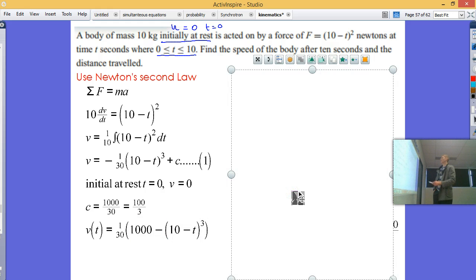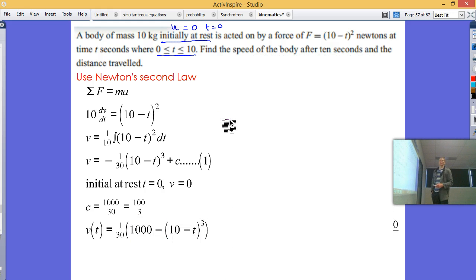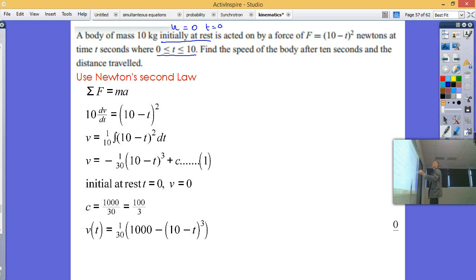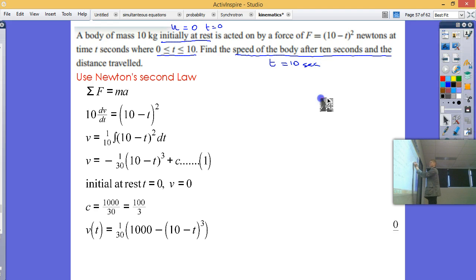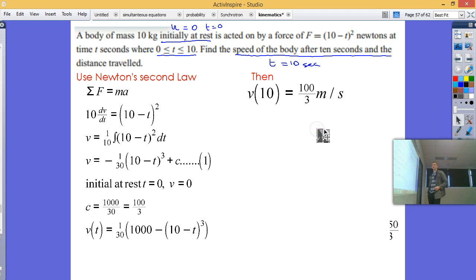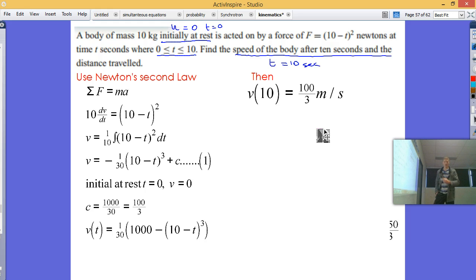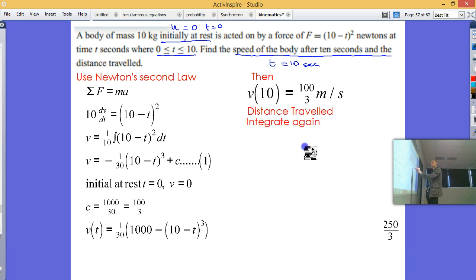So from that, I'm now interested to know, well, what's the speed of the body 10 seconds after it's left? So when t equals 10, substitute that into my equation, and I can get a value. It's about 33.3 meters per second. Okay, what is the distance travelled?